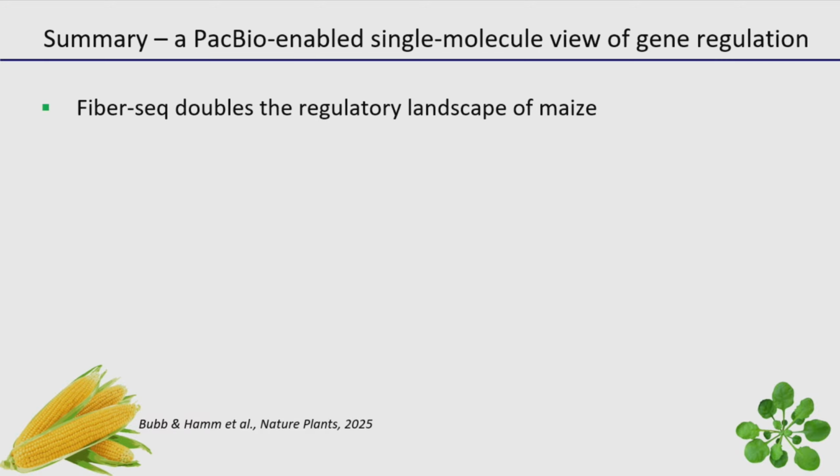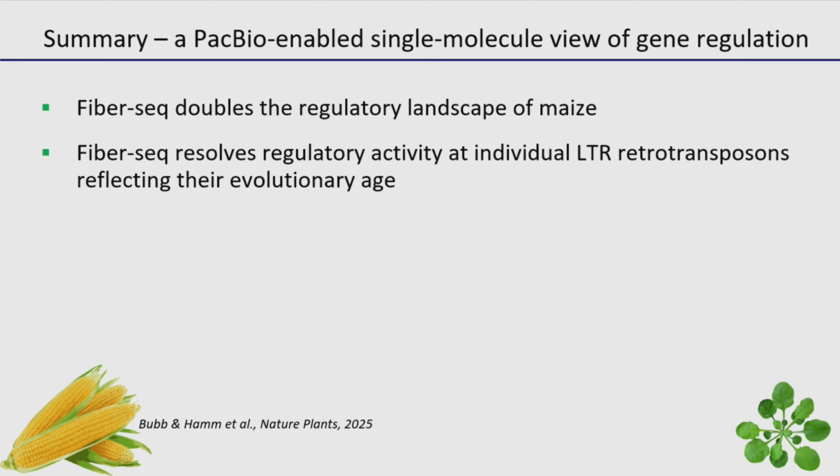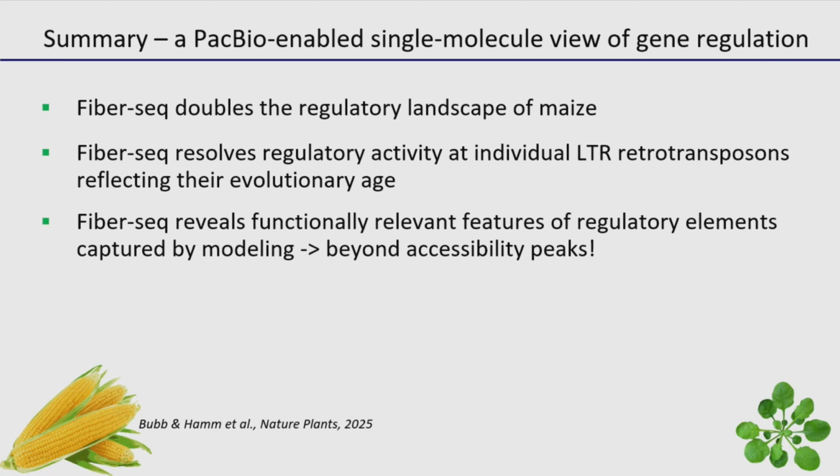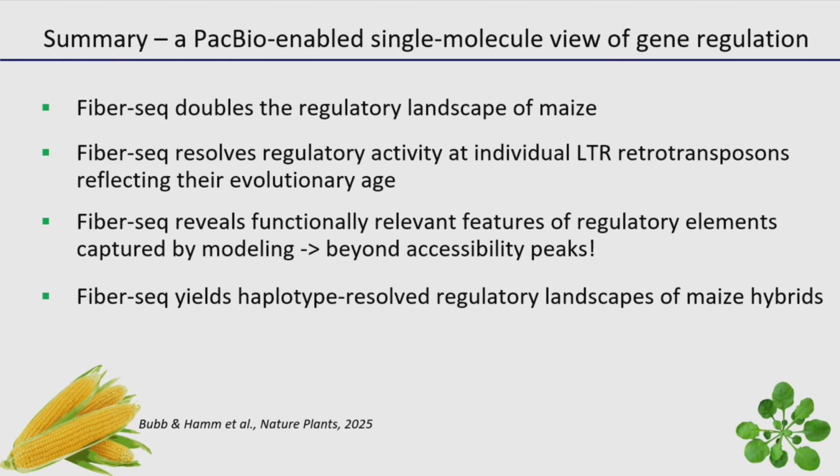And with that, I'm done. We can double the regulatory landscape of Maize. I'm sure that would happen in your crop as well. We can look for the first time really at the regulatory activity of individual LTR retrotransposons. I showed you that there's a huge promise here to really look beyond peaks at what features actually lead to regulatory activity. We do see very specific features, for example, associated with the 3' UTR. And I showed you that, of course, the haplotype resolution that Fiber-seq gives you will, I think, prove really valuable for understanding Maize hybrids better.